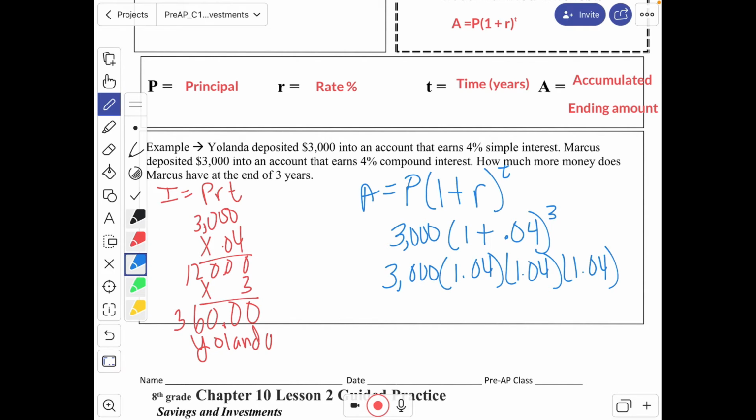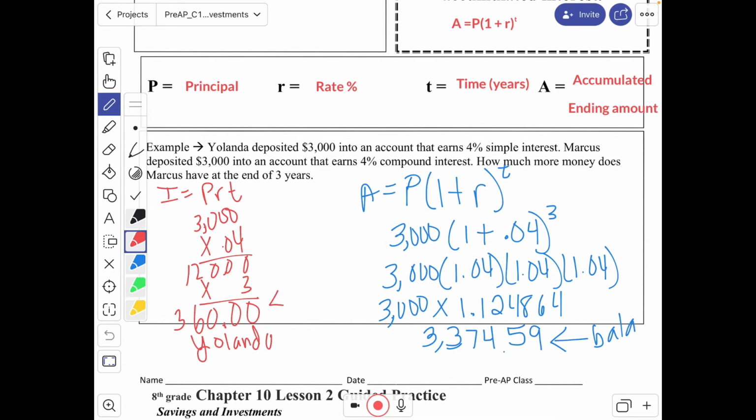So as you can see, the multiplication for this problem is going to be a little bit more difficult. But 1.04 times 1.04 times 1.04 comes out to 1.124864. Wow. Times 3,000. And then if you multiply those together, the new balance is $3,374.59. The difference in this formula is that's his balance.